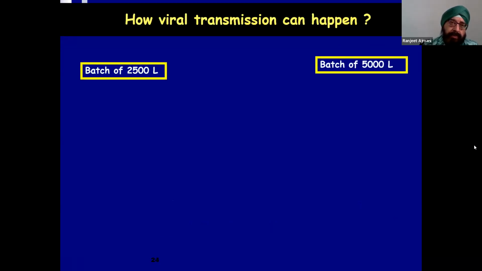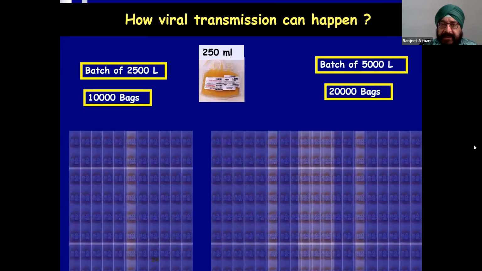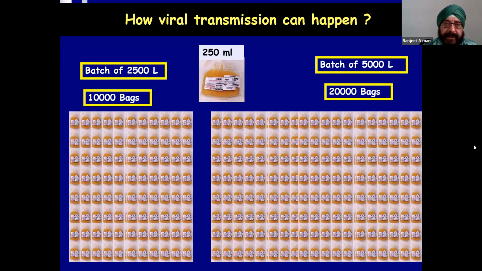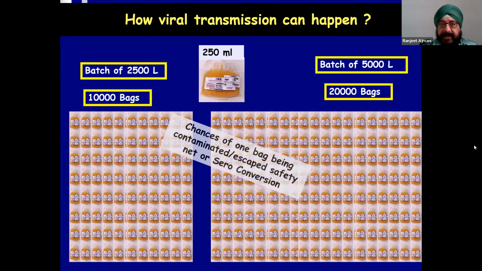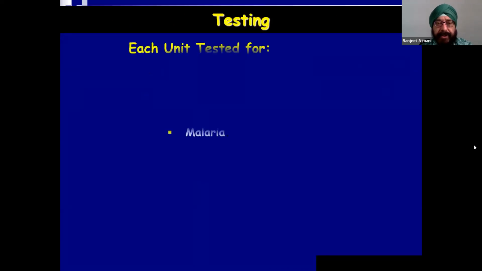So how can viral transmission happen? Typically, to make a batch of 2,500 liters or 5,000 liters, about 10,000 bags or 20,000 bags of plasma are tested. And you can imagine if one bag was not properly tested, or it escaped the safety net, or there was a case of seroconversion, the entire pool can get contaminated. And this is a reality. That's why the testing of plasma plays a very important role.